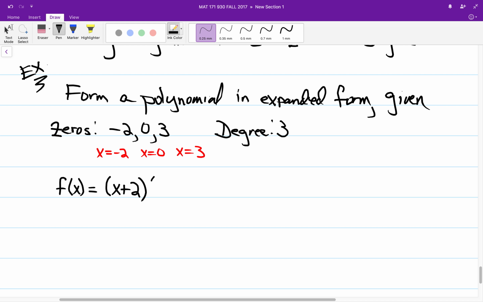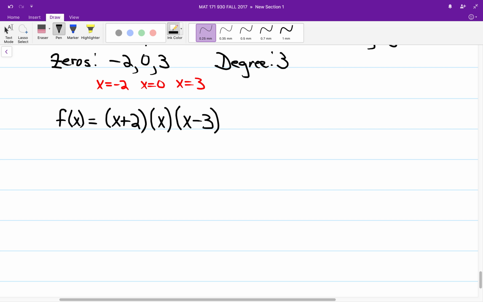For x is equal to 0, you're not adding or subtracting anything, so we just go with x. For x equals 3, that is the solution to the binomial x minus 3, or any multiple thereof. So if x plus 2 is 0, x is -2; if x is 0, we have x; and for x minus 3, if that is equal to 0, then x is equal to 3. Now for the expanded form, you can multiply the factors in order from left to right. If I multiply together x and x plus 2, we'll have x squared plus 2x.